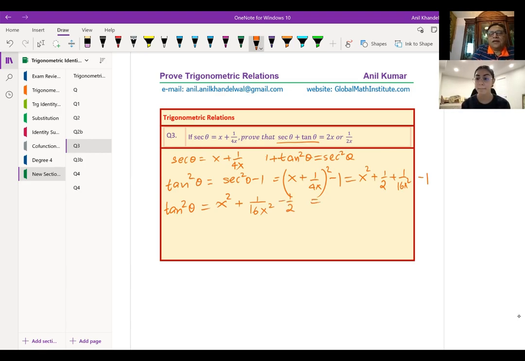Can you write this as a perfect square? Yes, you can. It is x minus 1 over 4x whole squared. You see that? So this is tan squared theta, right? So what is tan theta equal to? Tan theta will be plus or minus the square root of this, right?